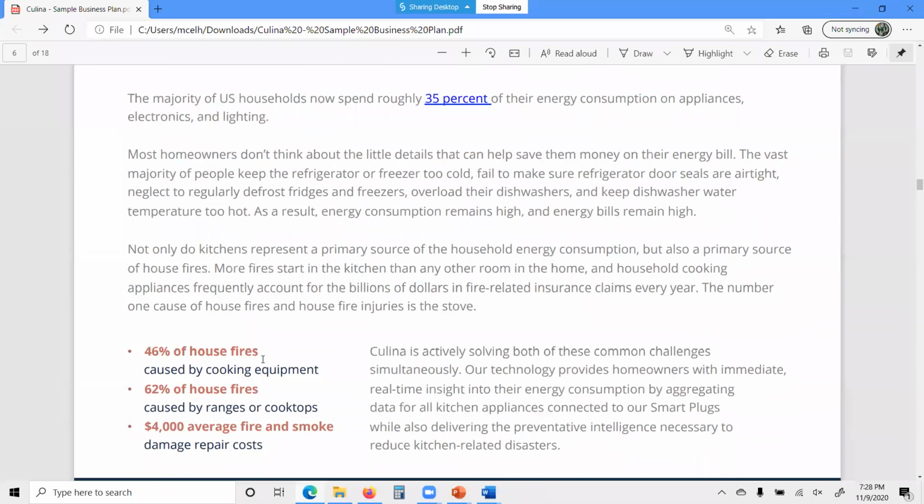I think this founder had like a kitchen fire in his home, and that's how he thought of the idea. And there were a few statistics over on the left side there, some of the background as to how the idea was arrived at. Almost half of your house fires are caused by faulty cooking equipment or leaving something on when nobody's home. 62% of house fires are from stoves.